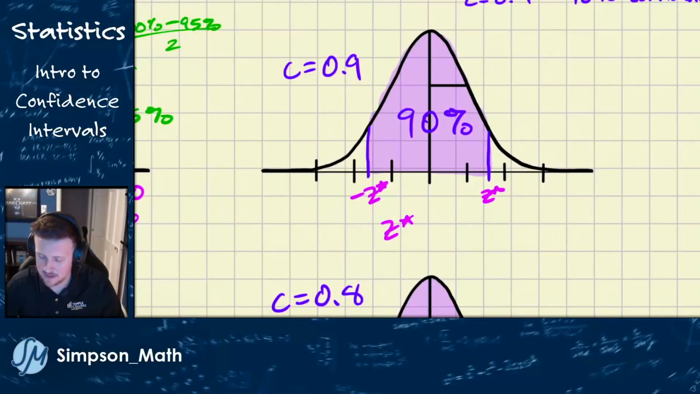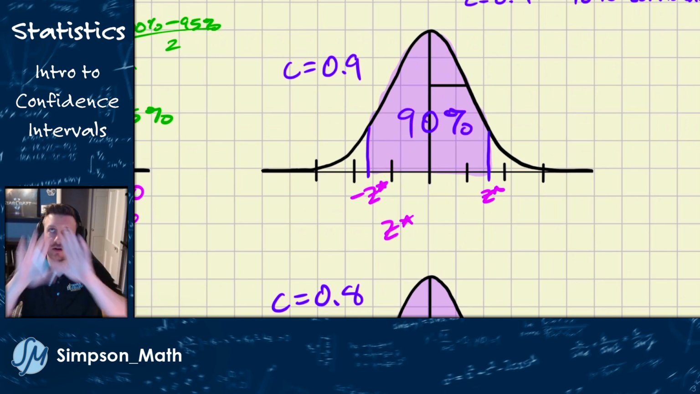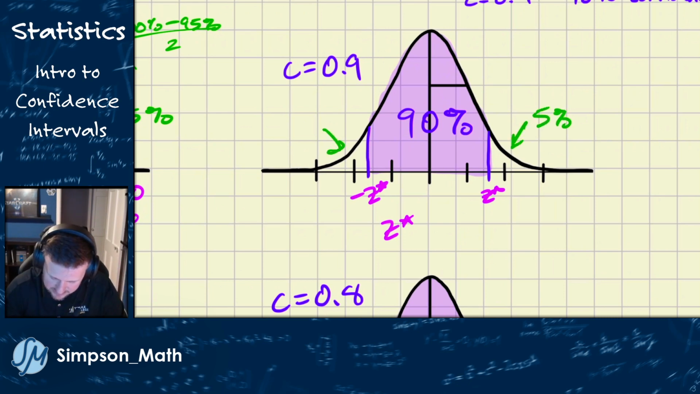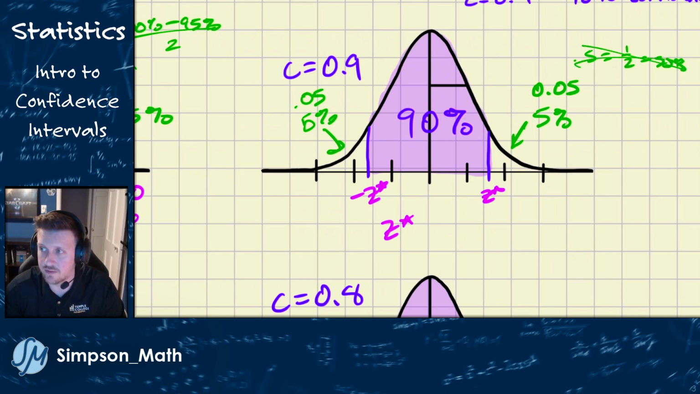If this is 90%, and everything under the normal curve is 100%, then 100 minus 90 is 10%, so I have 10% total in the wings. Each of them is going to be 5%. So I have a 5% here and a 5% here. Do be careful about writing 5%. As a decimal, that is 0.05. If you wrote 0.5, that's 1/2 or 50%, which is not what we're looking for right now.